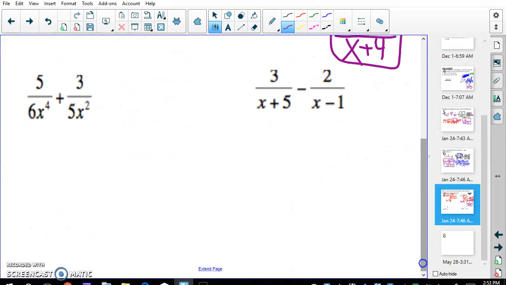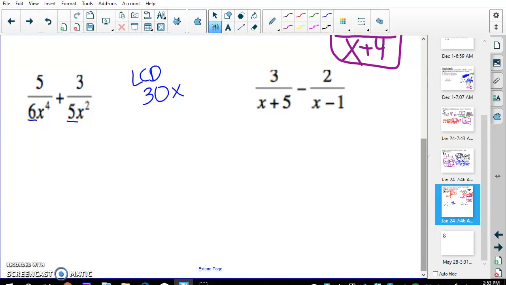All right, let's move down a little bit. 5 over 6x to the 4th plus 3 over 5x squared. So this one, do they have a common denominator yet? No, they don't. So I've got to figure out what it is. So between 6 and 5, what's your common denominator for 6 and 5? You got it. So your least common denominator is going to be 30-something.